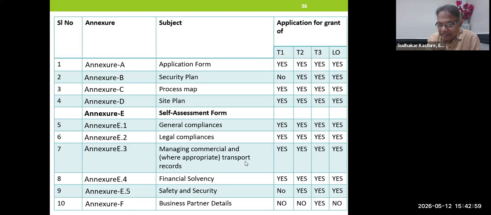Business partner details. Who is your business partner? Shipping company, whatever connected with the supply chain. You have to give. Tier 1, Tier 2 not required. Tier 3, yes, because Tier 3 are those companies which are very big, large companies, and logistic operators. They are not supposed to give these details. So this is a generic information that you can look into.